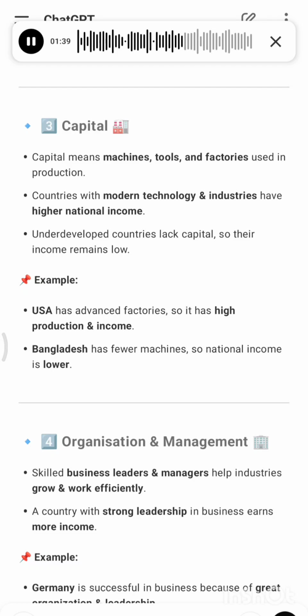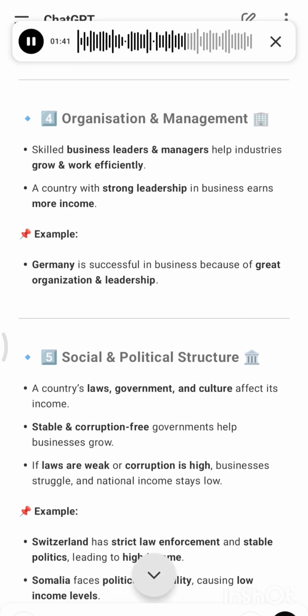4. Organization and management. Skilled business leaders and managers help industries grow and work efficiently. A country with strong leadership in business earns more income. Example, Germany is successful in business because of great organization and leadership.